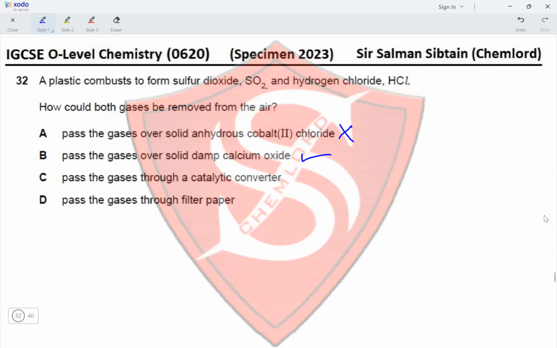Pass the gases through a catalytic converter. A catalytic converter has no effect on SO2 or HCl. Pass the gases through filter paper. Filter paper separates solids from liquids. It has no effect for gases. Therefore, the correct option for this question is option B.